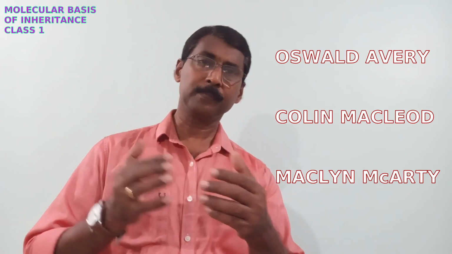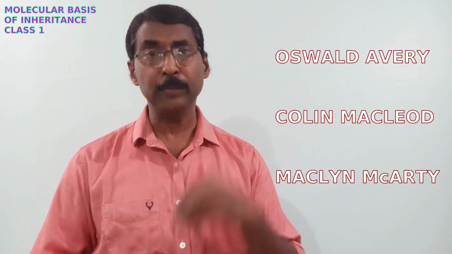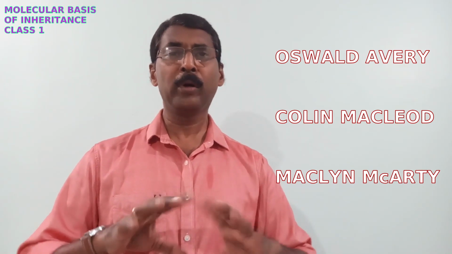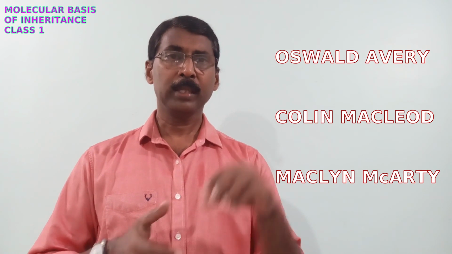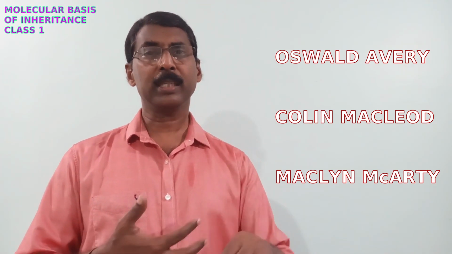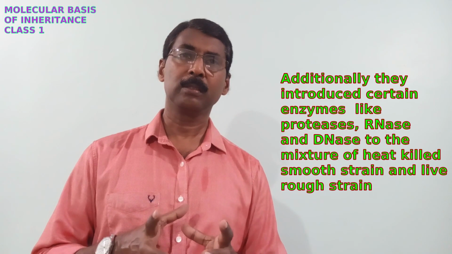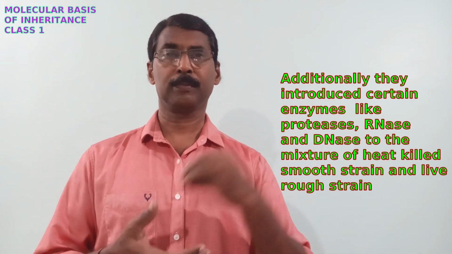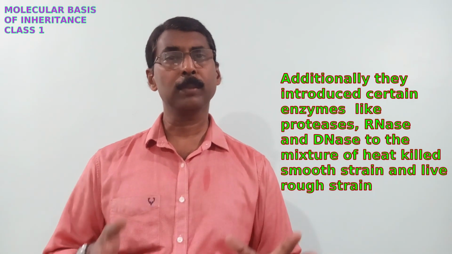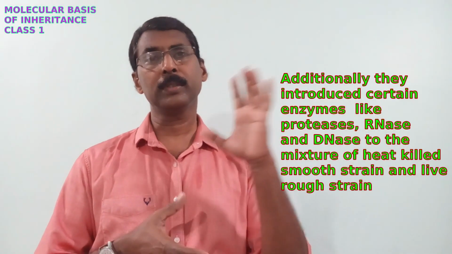So they conducted experiments between 1933 and 1944. They followed the same procedure which Griffith followed, but the procedure was modified slightly. They introduced certain enzymes. So when heat-killed S strain and live R strain were mixed, they introduced certain enzymes, say for example, protease. Protease is an enzyme which decomposes the protein, and it was injected into the body of the mice.